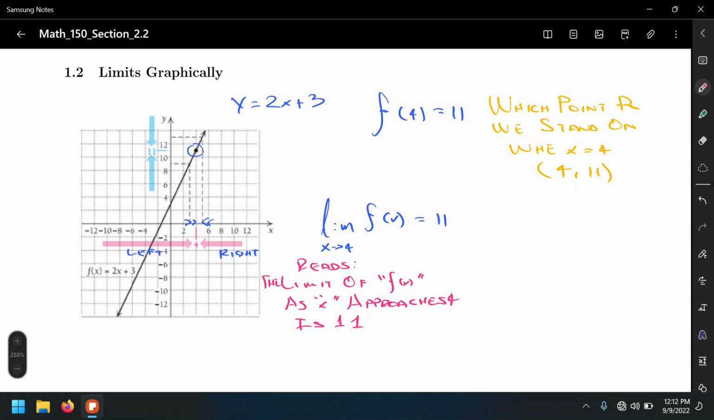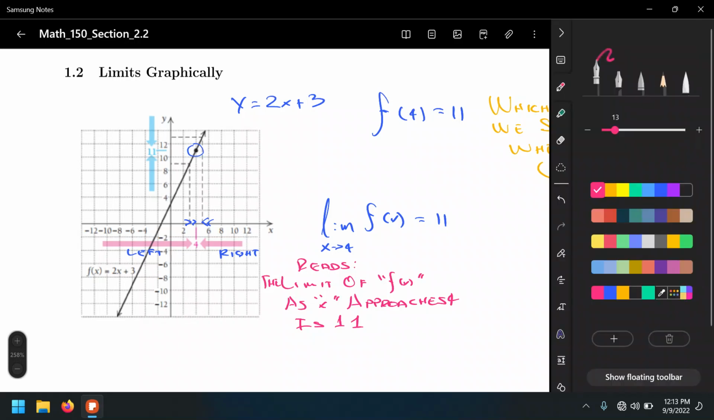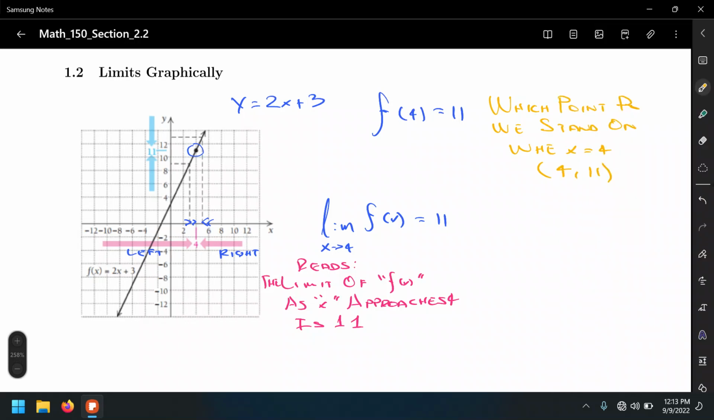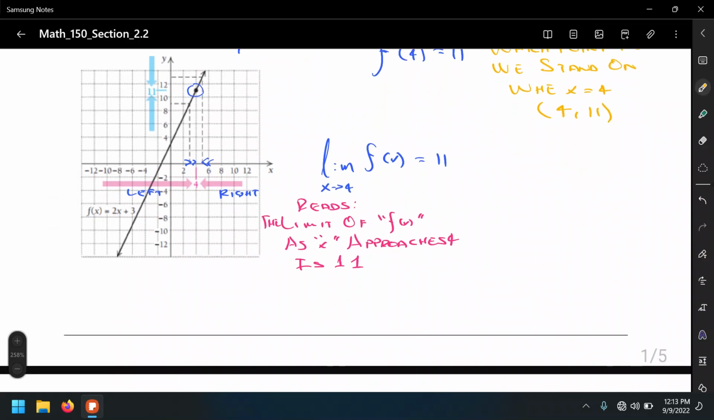Okay, what's the difference between the limit and the function? The function tells us the answer to the question: can we stand at that point? If it is defined, then yes, f of 4 equals 11. That means you're walking 4 units in the x direction and then 11 units in the y direction, and you're going to be standing at that particular point. Now, what about the limit?